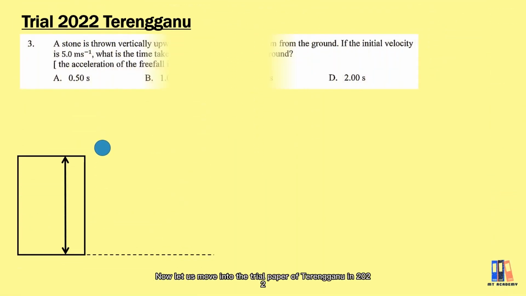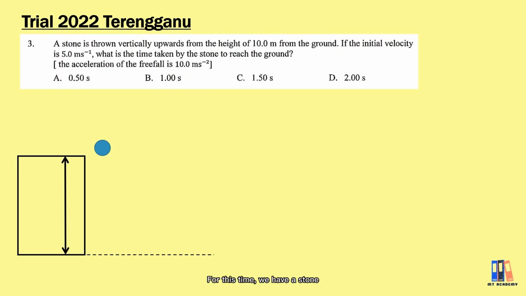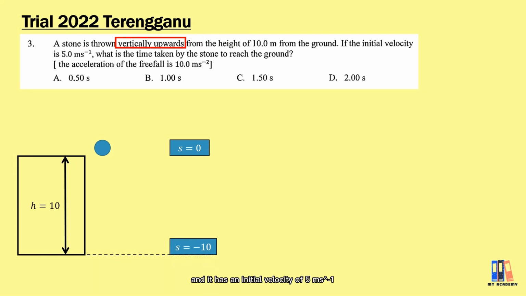So now let us move into the trial paper of Terengganu in 2022. For this time, we have a stone that is thrown vertically upwards from the height of 10 meters from the ground, and it has an initial velocity of 5 meters per second. So the question is, what is the time taken for the stone to reach the ground?